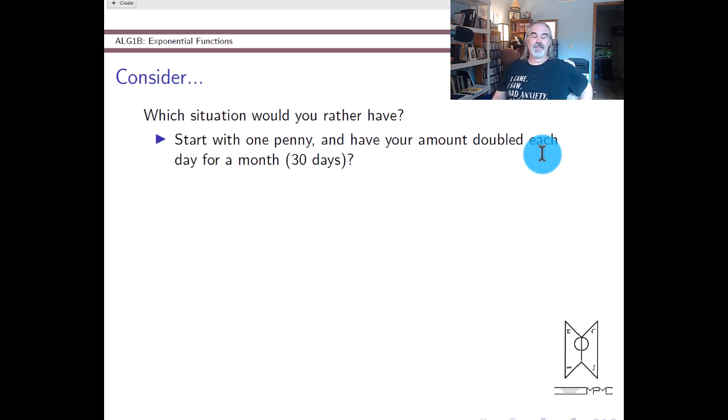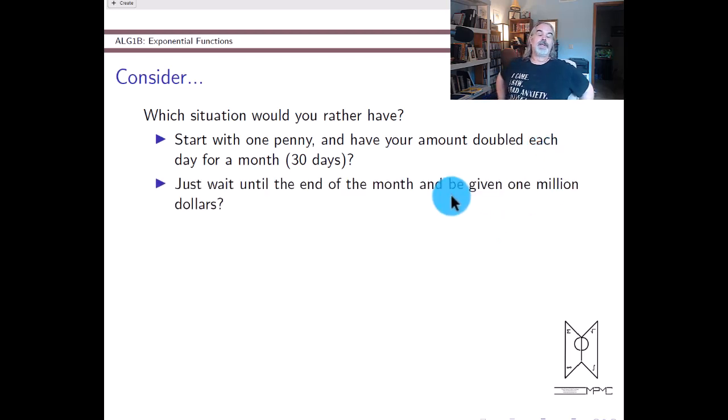So just a question. You might have heard this little poser before, but take a pick of which situation you would like to have. Number one, the option would be you start with 1 penny. Every day, the amount you have doubles. So the next day you'll have 2 pennies. The next day you'll have 4 pennies. The next day you'll have 8 pennies. This will go on for 1 month. Or you can just wait to the end of the month and be given $1 million. Which would you pick?